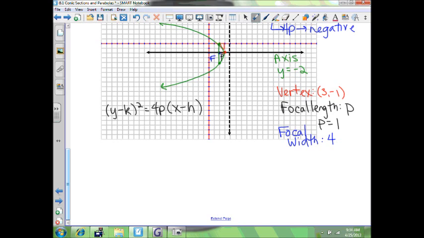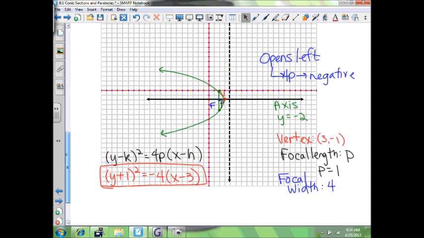So our k value is -1. So (y plus 1) squared is equal to 4 times p. So 4 times 1 is 4, but it opens left, so it's negative: -4 times (x minus 3). There's your equation right there. Not too difficult to create this equation, but again, it is helpful if you do graph it first.